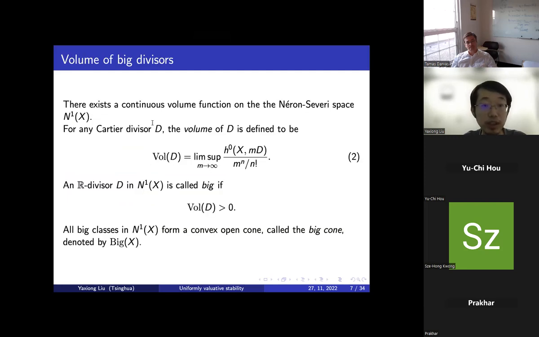So let me recall some basic definitions of the volume of a big divisor. There exists a continuous volume function on the Néron-Severi space N^1(X), which is a real vector space whose elements are numerical equivalence classes of R-Cartier divisors. For any Cartier divisor D, the volume of the divisor is defined to be the limsup of the asymptotic growth of h^0(mD). If the volume is strictly positive, we say such a divisor is big. And all big classes in this space form a convex open cone, which we call the big cone, denoted Big(X).